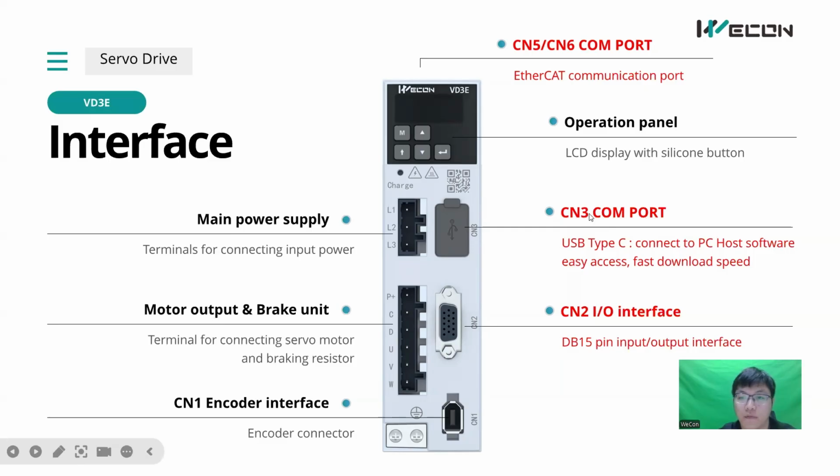And CN3, in VD3, we changed it to a Type-C interface. This port is used to connect to our PC software. We have an SC tool. And CN2, you can see here in VD3, this is a DB15 port. But in VD2, it is DB44. So this is the main difference about the interface between VD2 and VD3.